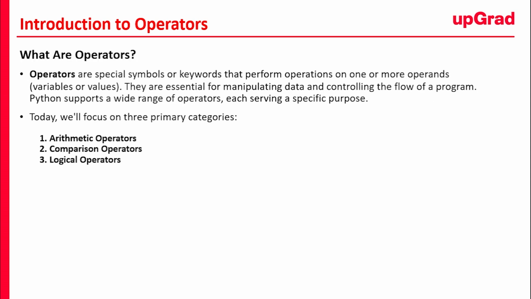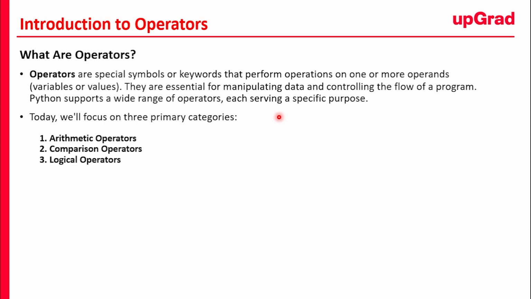So now let's start with operators. In programming, operators are basically special symbols or keywords that perform operations on one or more operands. Now what does operand mean? It's basically the variables and the values that we have. So they are essential for manipulating the data and controlling the flow of a program.